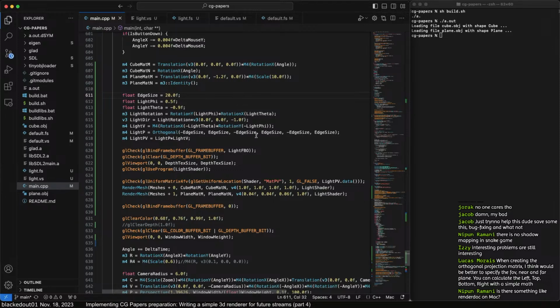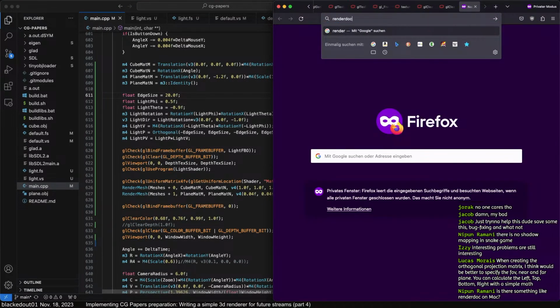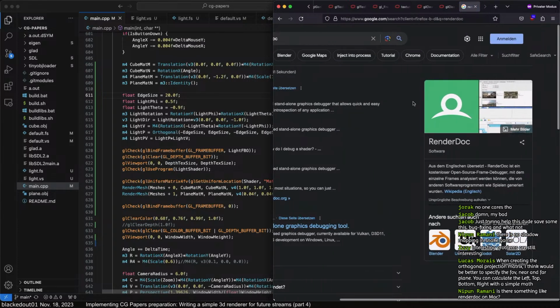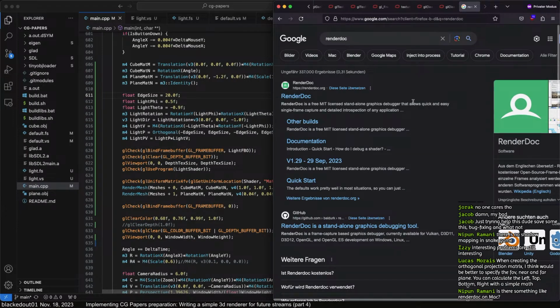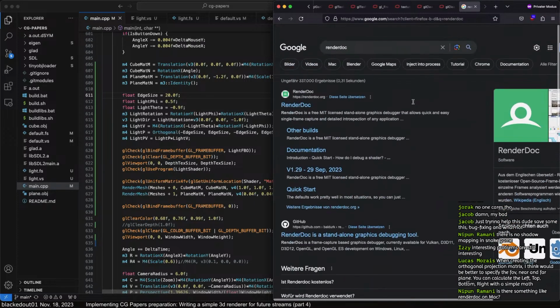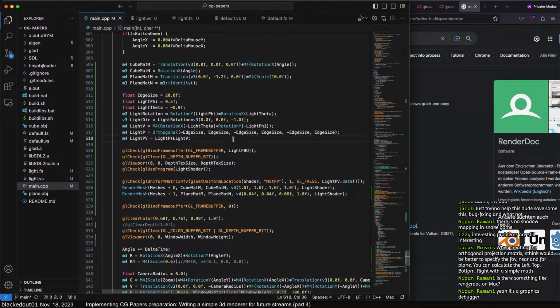RenderDoc. This is where you can debug the stuff. I mean, that would certainly be very nice, but I have no clue how to set this stuff up, so yeah. That would be really nice right now, but let's figure this out.